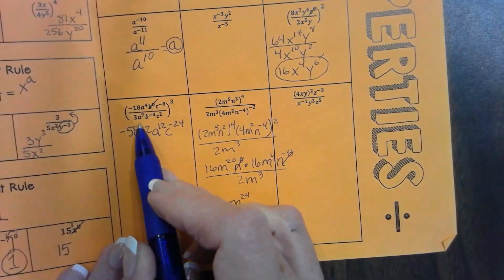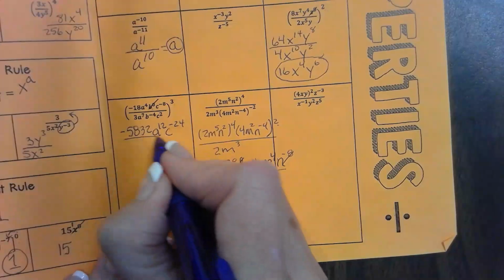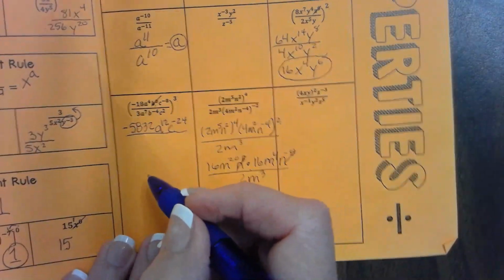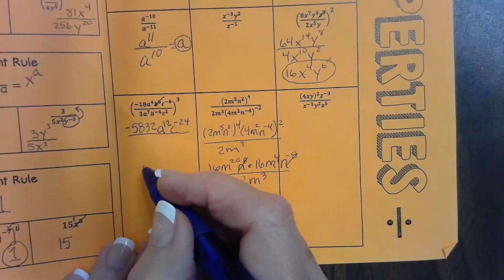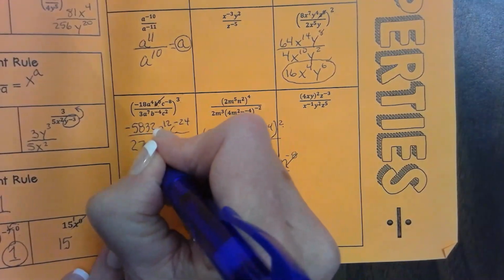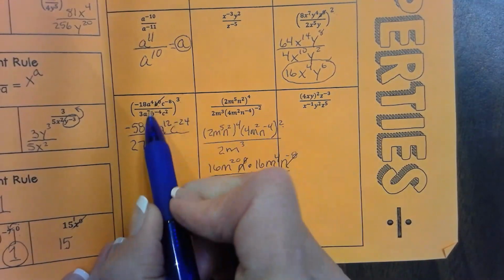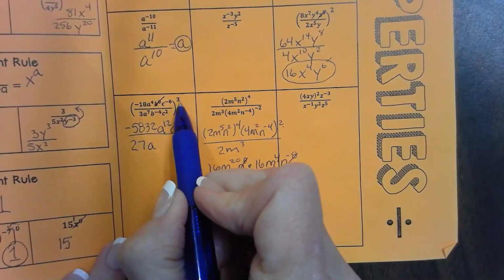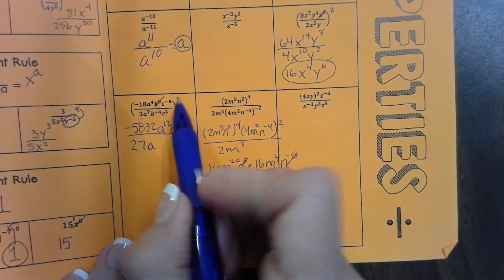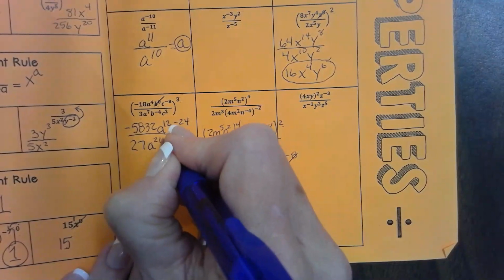Okay, let's do the bottom. What is 3 raised to the 3rd power? Okay, what's the A going to be raised to? 21. What's the B going to be raised to?